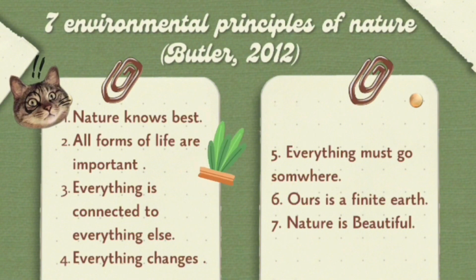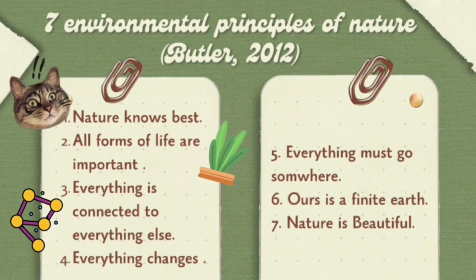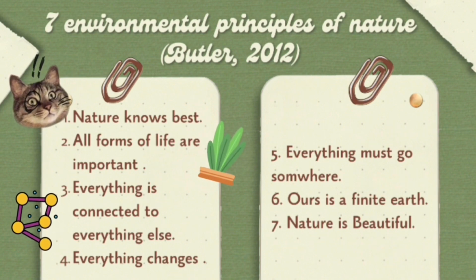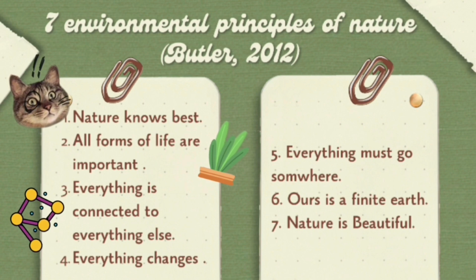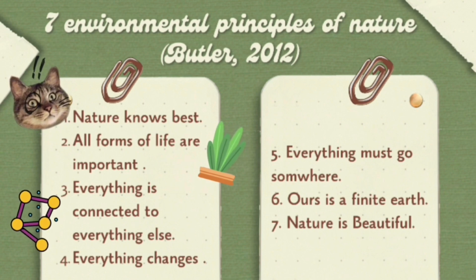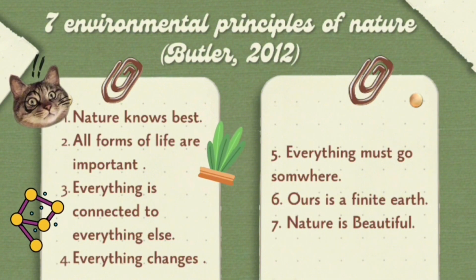Number 2, all forms of life are important. So we need to understand that each organism plays a fundamental role in nature. So therefore, all living things must be considered as invaluable instruments in maintaining balance in the ecosystem. Number 3, everything is connected to everything else. So in an ecosystem, all components interact with each other to ensure that the system is sustainable, of which any outside interference may result in an imbalance and deterioration of the system.